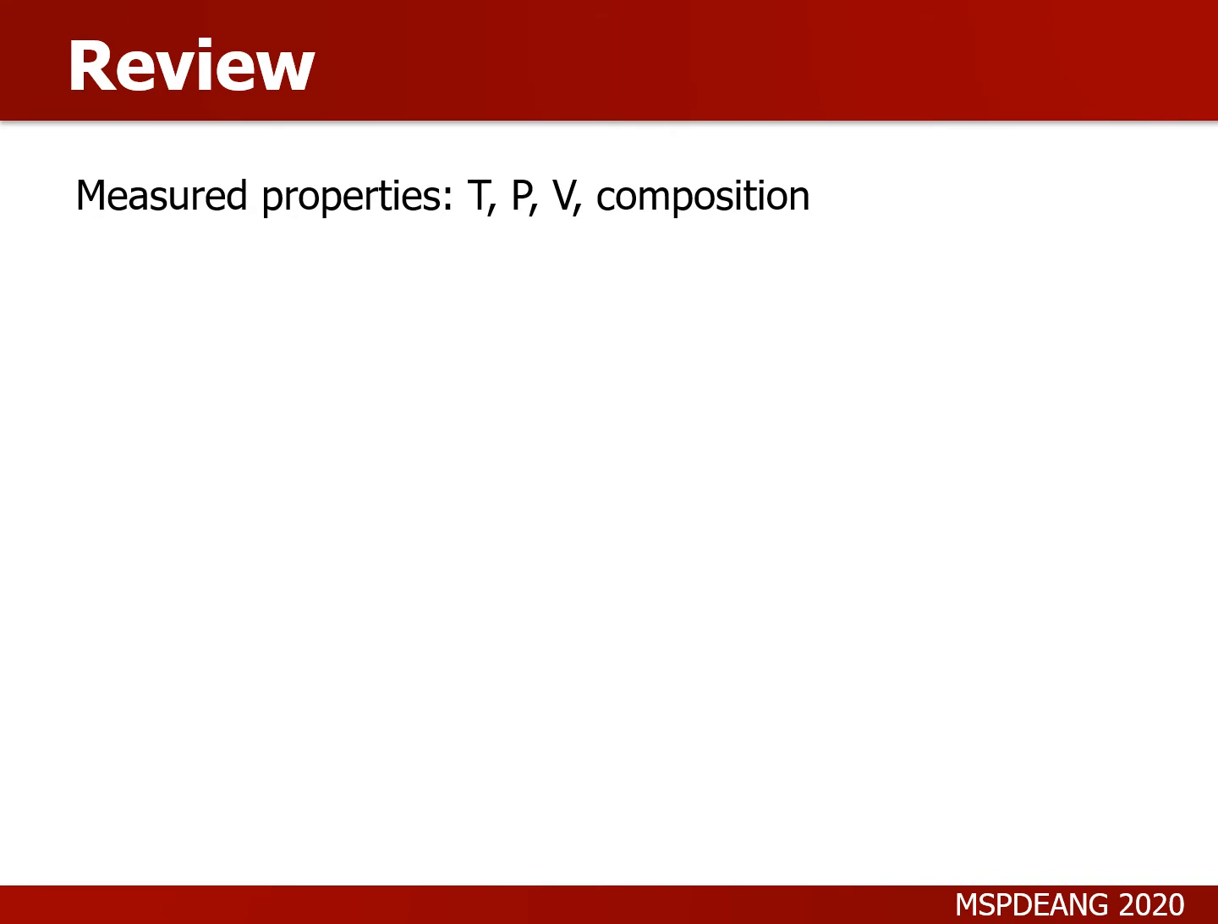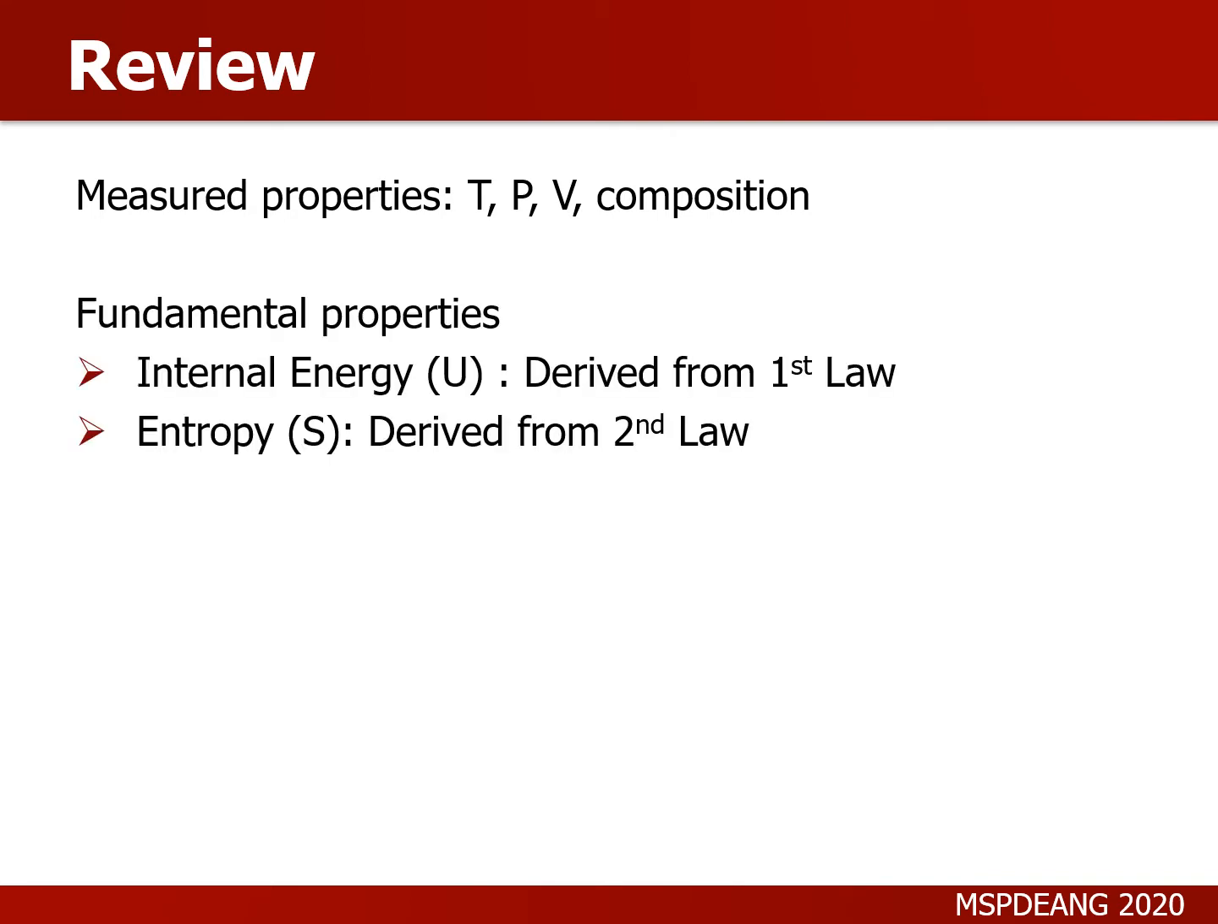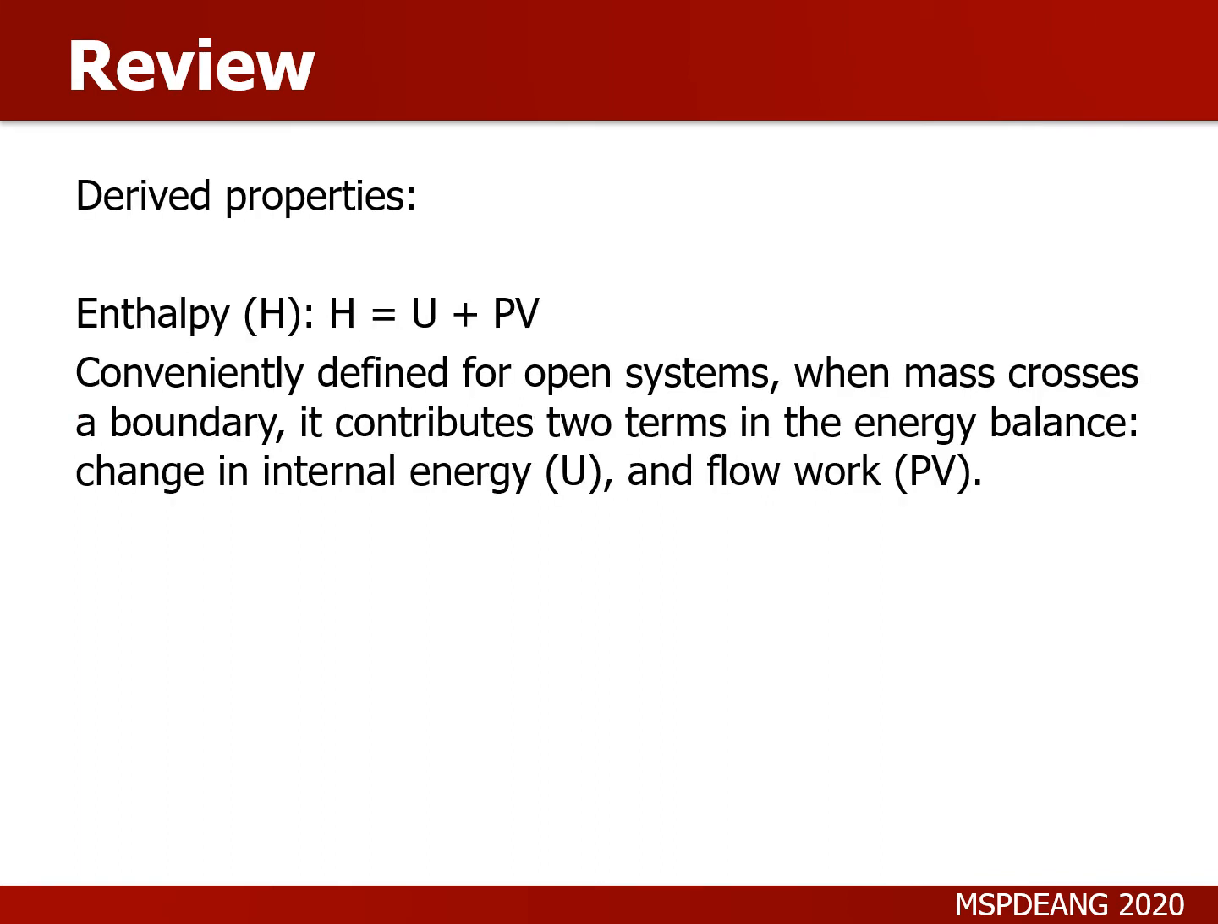Okay? And we define now our fundamental properties, which are derived from laws of nature. And from the first law of thermodynamics, we have internal energy. And from the second law of thermodynamics, we have derived the property of entropy. And we also have what we call derived properties, which are a combination of fundamental properties and measured properties. So one derived property that we have is enthalpy. And enthalpy is conveniently defined for open systems, okay? Kasi meron tayong term for the internal energy and the flow work na PV.